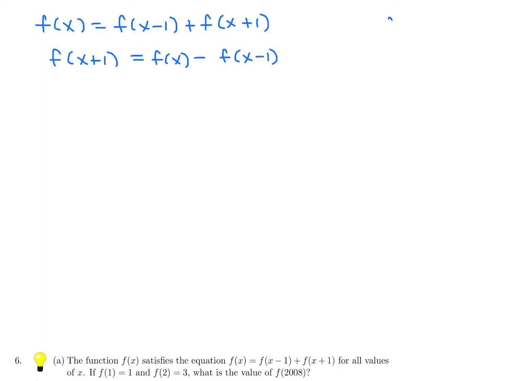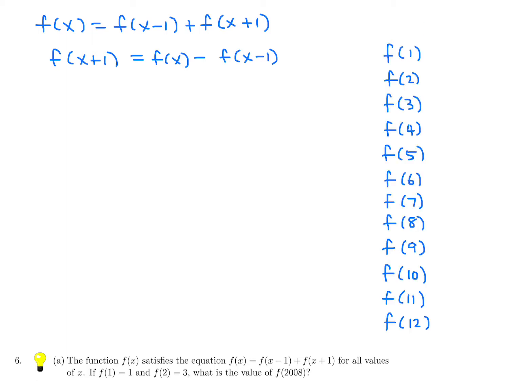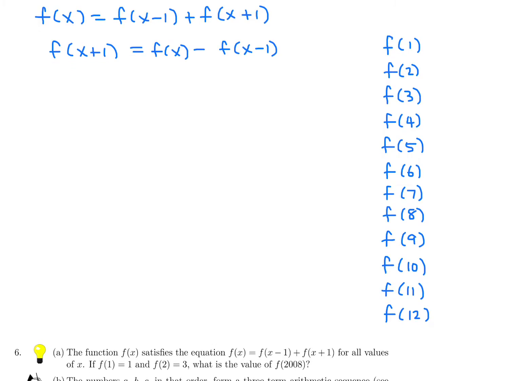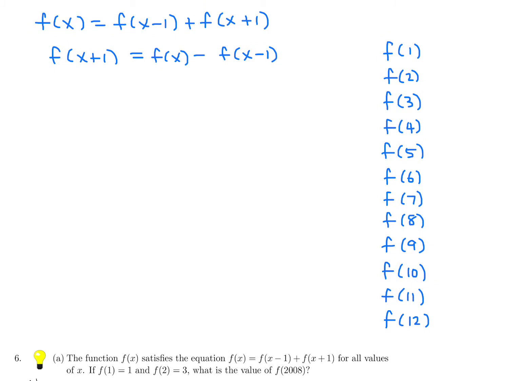Okay, so let's first make a little list here, f at 0 and going down. And as always with these kinds of questions, we have to eventually get a pattern, because there's no way we're going to go all the way until f at 2008, right? I mean, that would not be practical. So we get a pattern, and hopefully when we get a pattern, we can extrapolate to 2008. So some of these they already give us. f at 1, they already tell us is 1. f at 2, they tell us is 3.